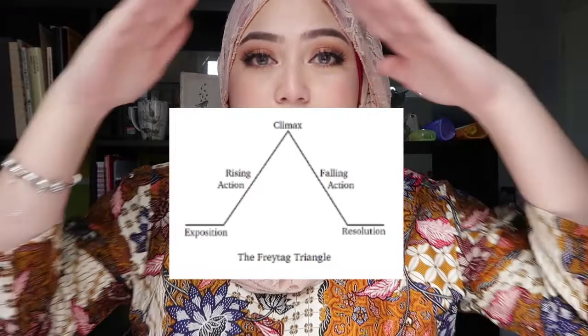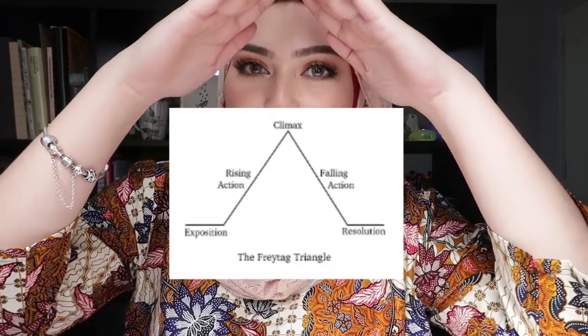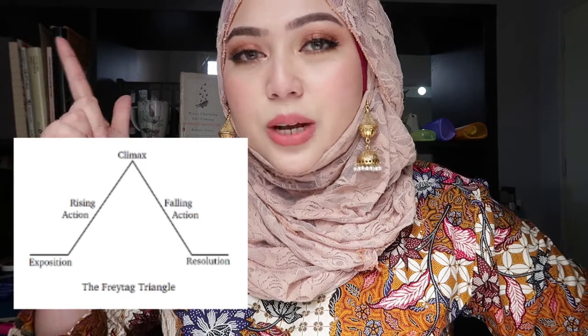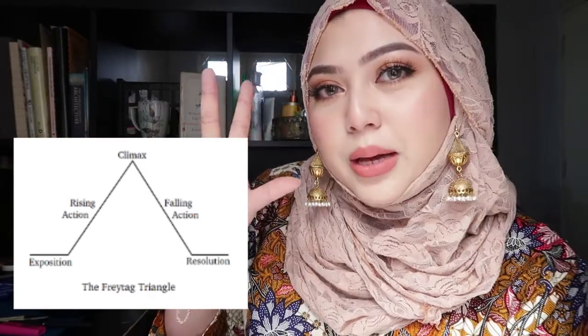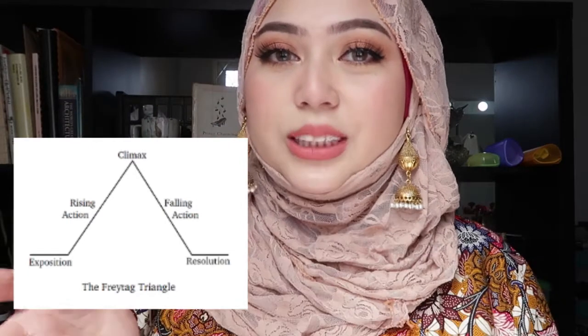In the 19th century, a German novelist called Gustav Freytag laid out a diagram that looks like a pyramid, and he dubbed this the Freytag Pyramid. It was a study on the 5-act dramatic structure. The first being an exposition, the second is a rising action, the third is the climax, the fourth is a falling action, and finally, the resolution.